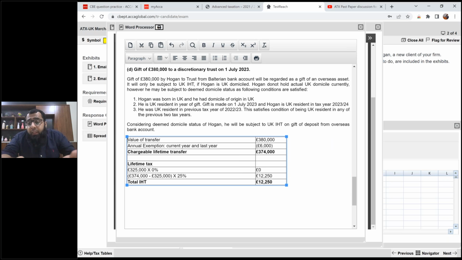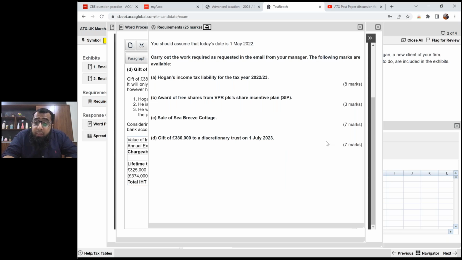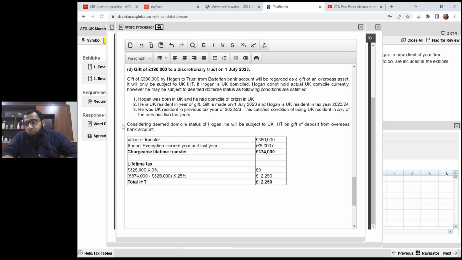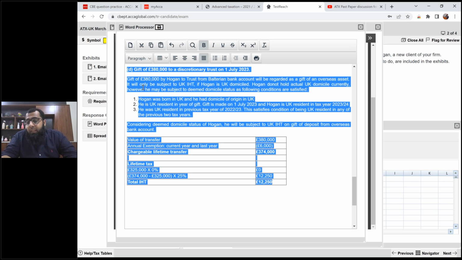What I personally believe is that this was one of the easy requirements. What is difficult in this? And he gave you 7 marks for this working. Okay. He gave you 7 marks. The annual exemption is available whenever you are calculating IHT of the current year and last year both, except if the last year's exemption was used. Okay. So see, this was a very easy thing for 7 marks.